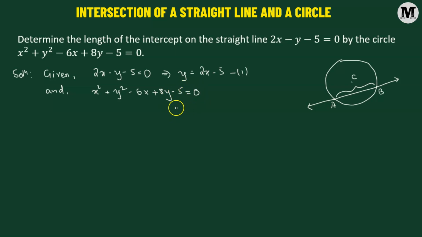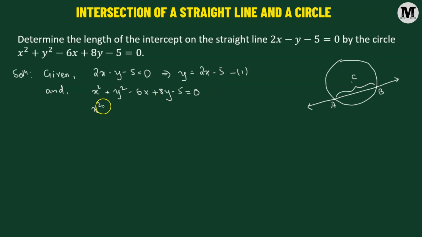So what is our goal here? Our goal here will be to first determine the coordinates of point A and point B, and once we have the coordinate values, we can use the distance formula to find out the length of the intercept. To find the coordinates of point A and B, we'll substitute the value of y, which is 2x minus 5, obtained from the equation of the line, into the equation of the circle.